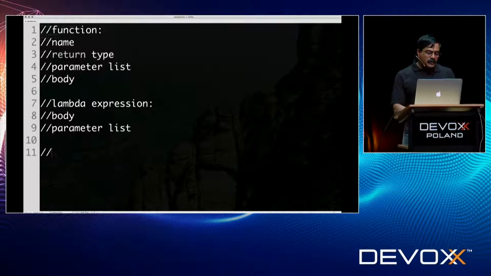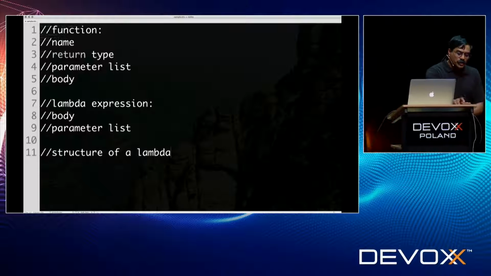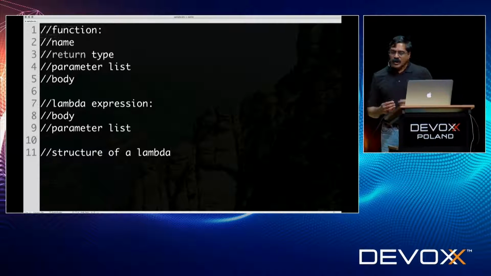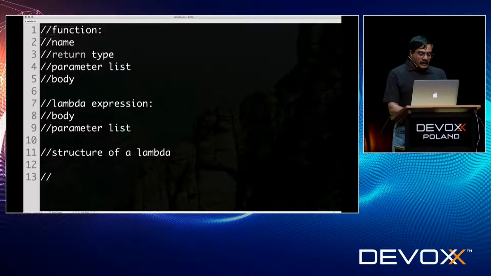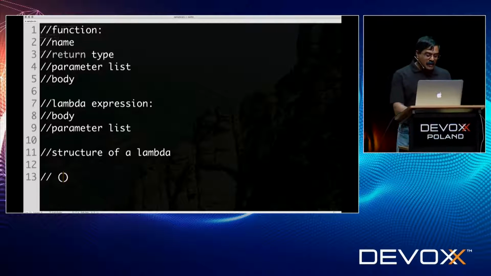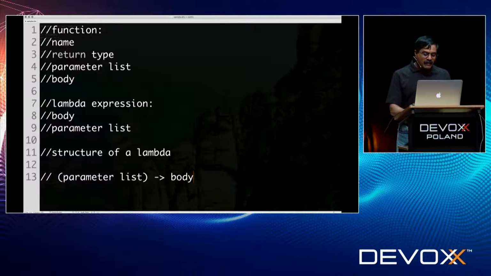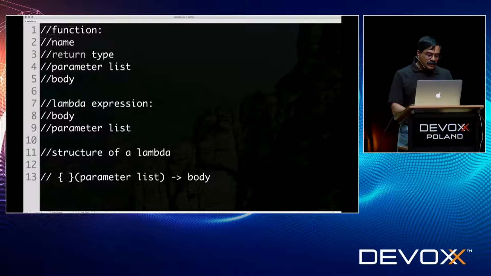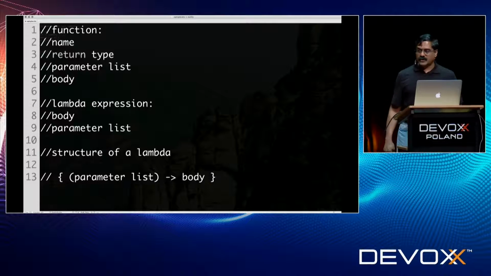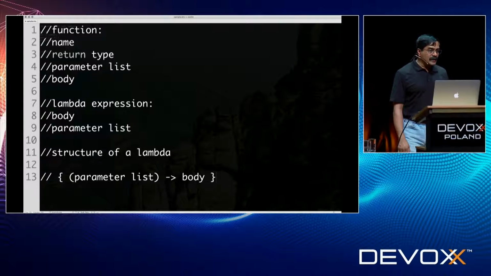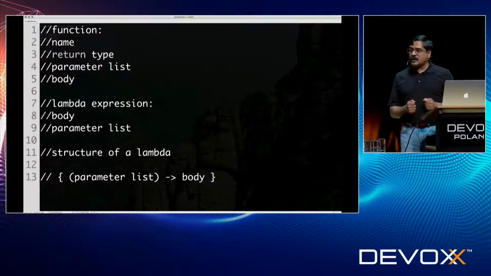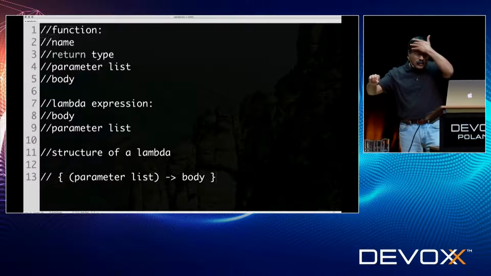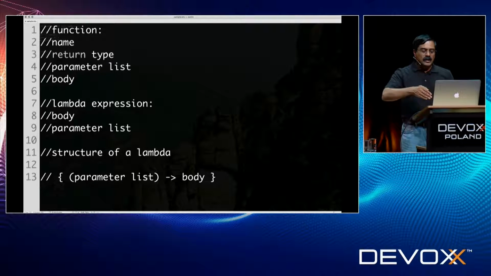So what is the structure of a lambda expression? Well, the structure of a lambda expression varies depending on the programming language that you use. But in the case of Kotlin, similar to Java, you have a parameter list and an arrow separating it from the body of a function. But in the case of Kotlin, you wrap them in curly braces. So this is basically the structure of a lambda expression: you have the curly braces, you have a parameter list of the lambda, you have an arrow that separates the parameter list from the body.